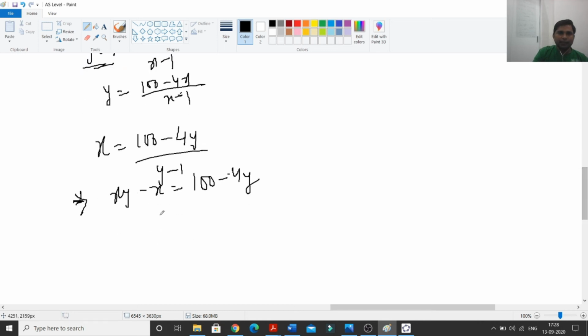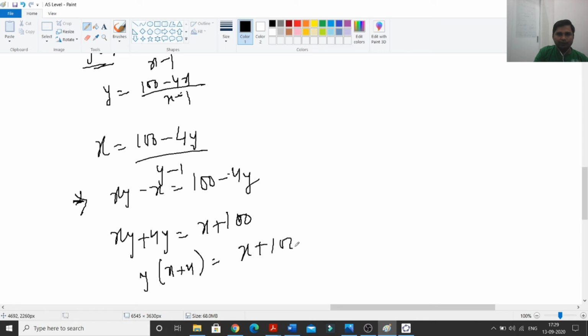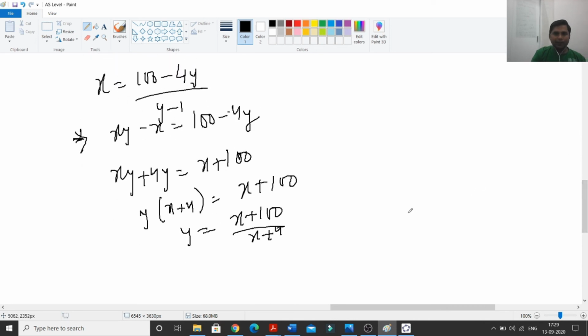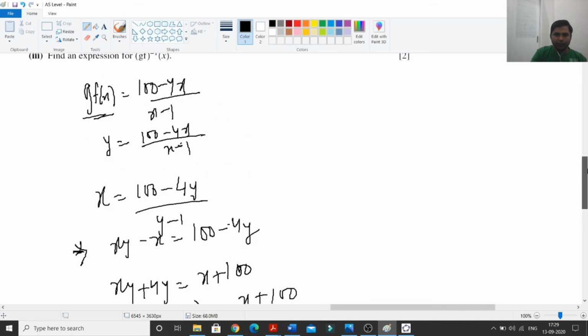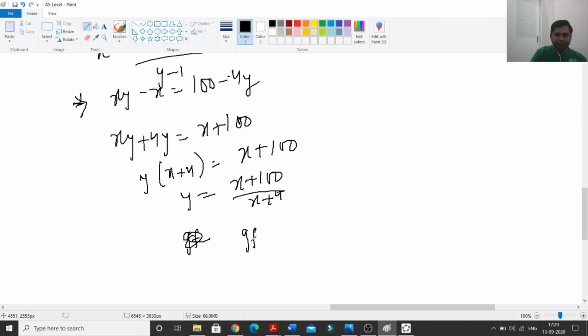and then xy plus 4y is equal to x plus 100, and then y common, you will get y times x plus 4 equals x plus 100, and then y is equal to x plus 100 divided by x plus 4, right? Which is our gf inverse of x. Okay, x plus 100 divided by x plus 4. That's the answer.